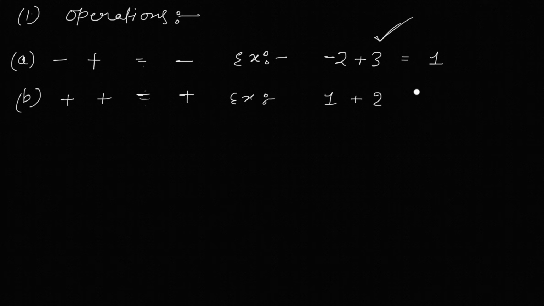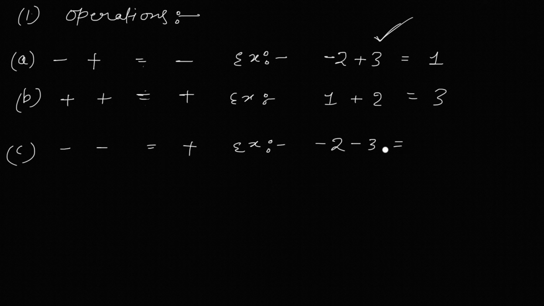Now the second one is minus minus. It will again give you plus, but the sign will remain of the bigger number. Let's say I have -2 and -3. So it will give me 5. Here will be a negative sign. Why negative sign? Because the sign of the bigger number is negative. So I am going to write a negative sign here. Clear?